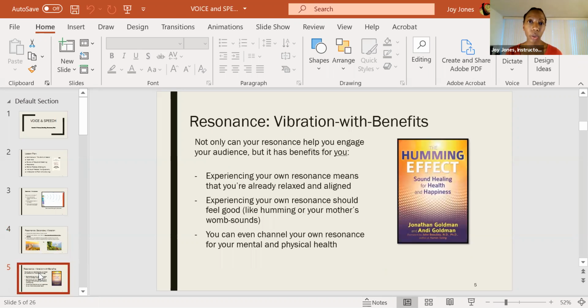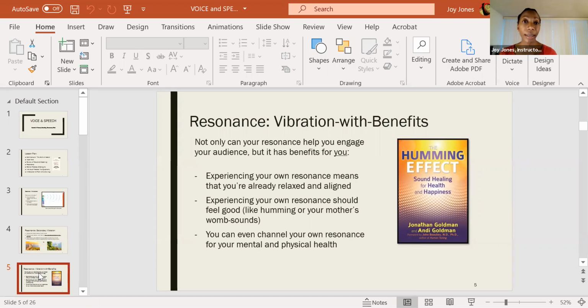Last thing I wanted to tell you about resonance, as you see here on the slide: the reason we take a little time with it is because audiences tend to like resonant voices. But I also wanted to tell you that there are benefits for you. If you can feel resonance, and obviously when you're speaking your intention is to communicate to your audience, but if you're feeling resonance, that's sort of a sign that things are going well.